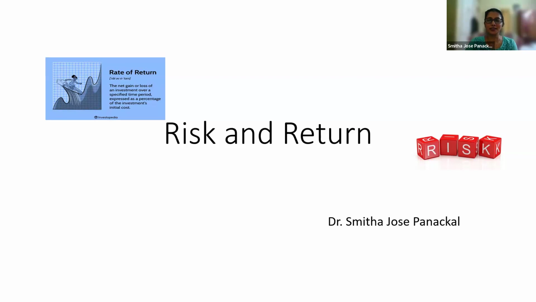And we know that return and risk are like two sides of a coin, right? We can have return, but we have to bear some risk also. So you know the importance of risk and return in day-to-day activities and even in financial activities, right? Let us go to the details of risk and return.